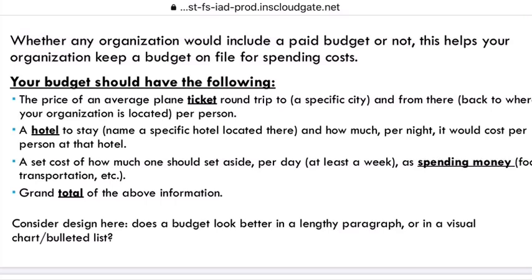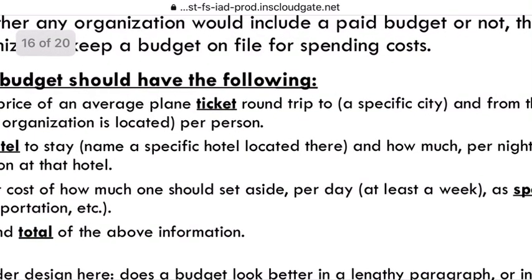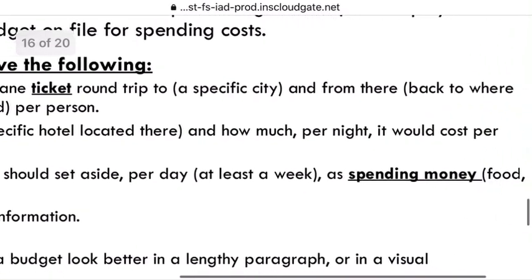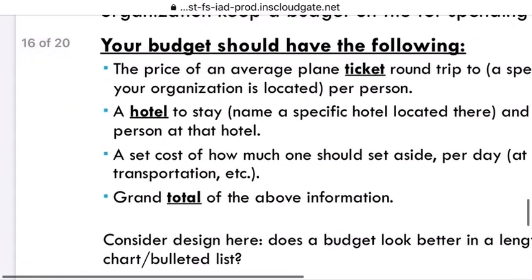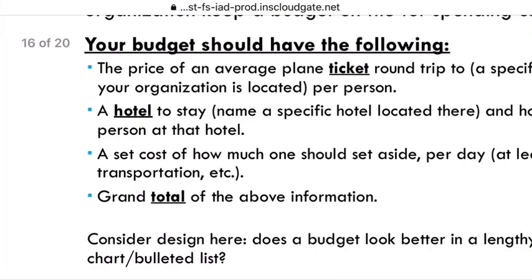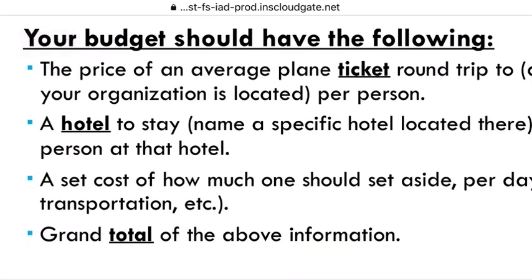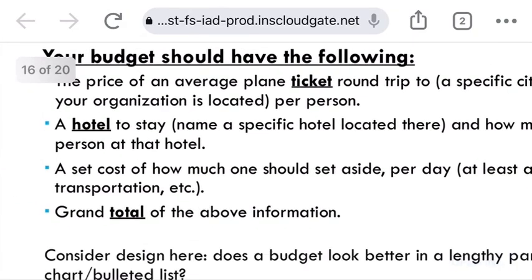And what I mean by that is at least have the following things on there. What's the average price of a plane ticket round trip to a specific city in the country you're going to, and from the location that your organization is located? So remember, in that organization background section, whatever city or town you mentioned that it's located in, that's where it should be leaving from, right? Unless there's not an airport there, then, for example, in Las Cruces, people tend to go to El Paso to fly out, right? But just keep that in mind for that consistency. So price of an average plane ticket.